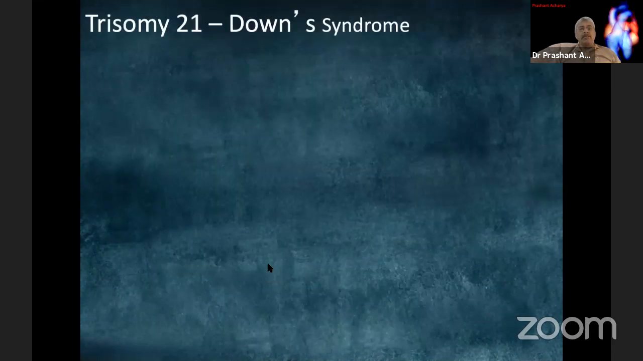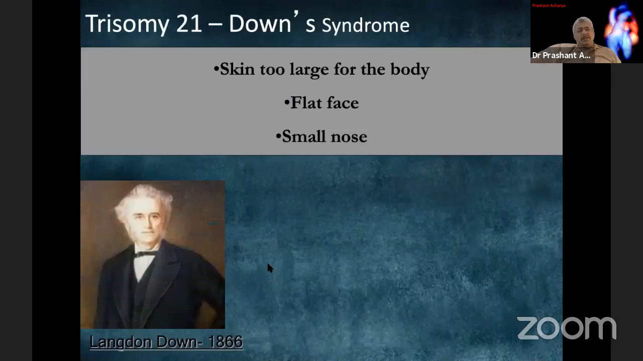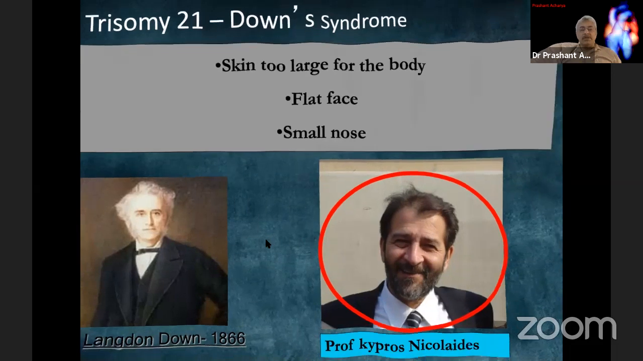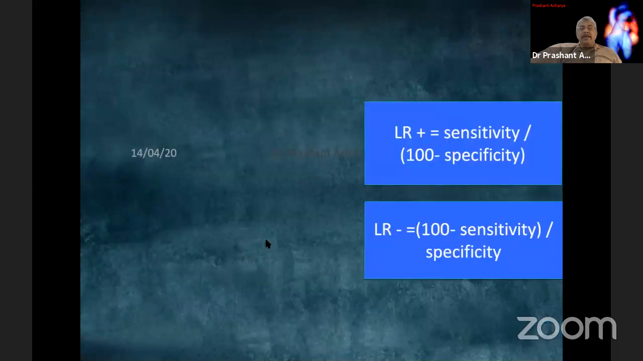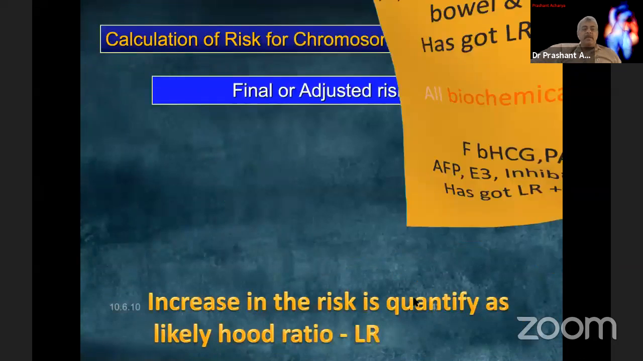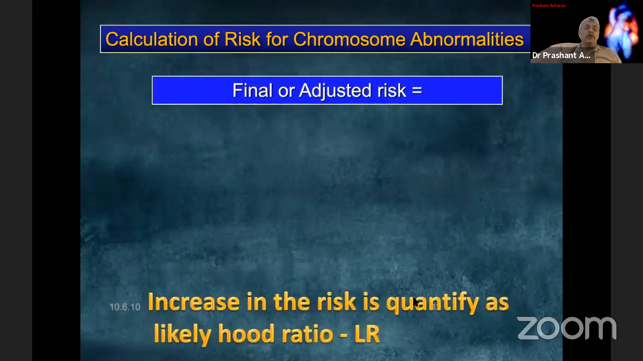Right now, as far as Down syndrome goes, Langdon Down has described it, and Kypros has tried to find it out right from the ultrasound, in utero, right from 3 months: skin too large for the body, flat face, and a small nose. This is what we try to look for on ultrasound at 3 months. At this point, again, let me remind you that all ultrasound markers, and all biochemical markers, will have their own negative and their own positive likelihood ratio.